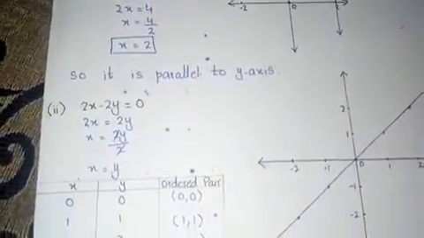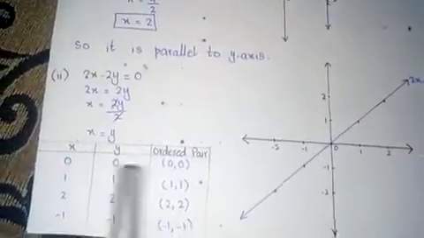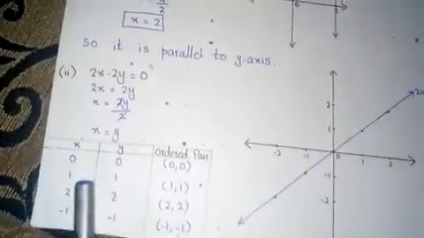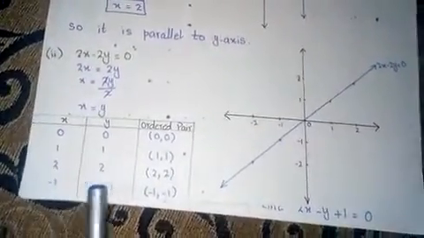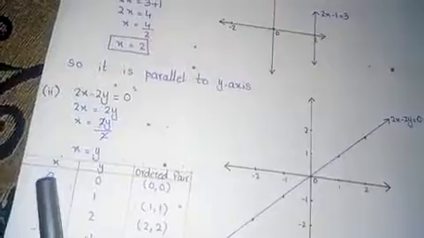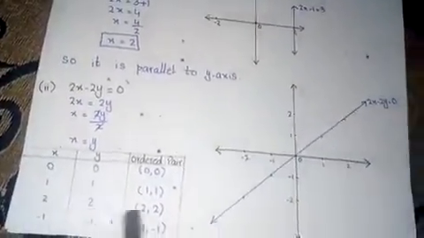x is equals to y means whatever the value we assign to x, the y will be the same. If x is 0, y is 0. If x is 1, y is 1. If x is 2, y is 2. Similarly, if x is minus 1, y is minus 1. Clear? So ordered pairs become (0, 0), (1, 1), (2, 2), (minus 1, minus 1).